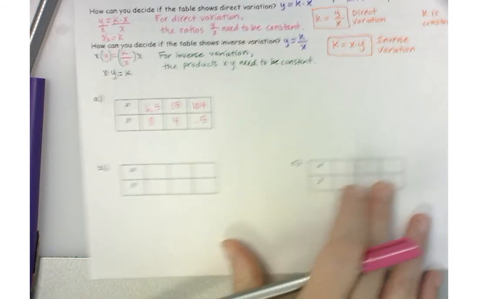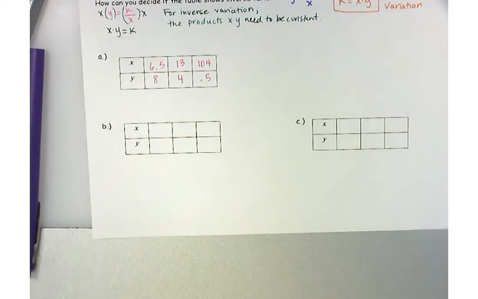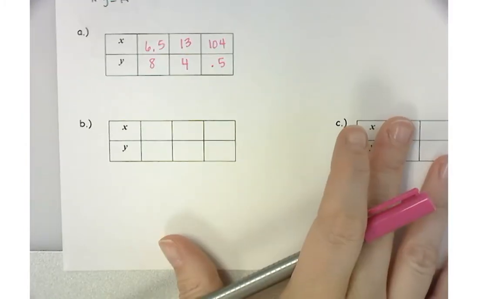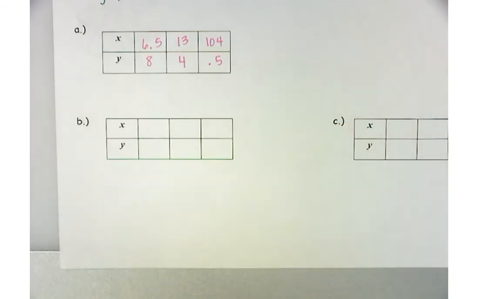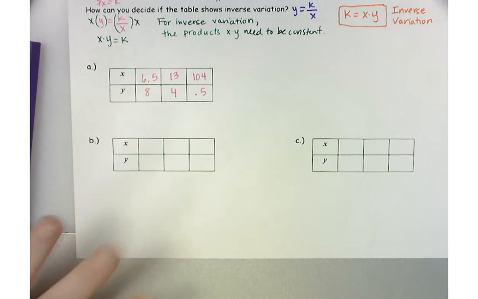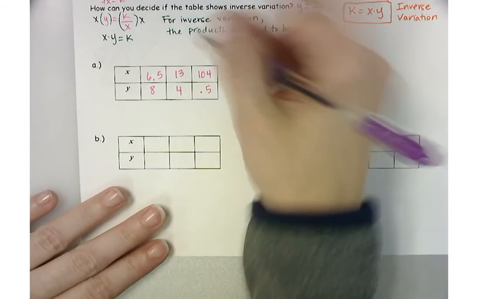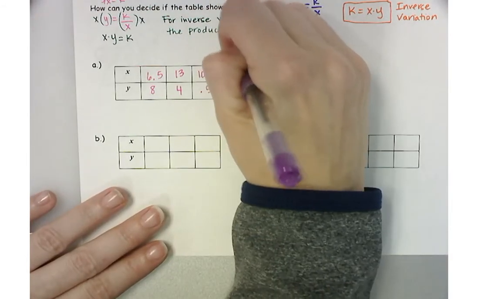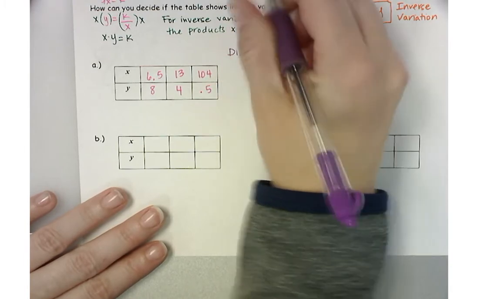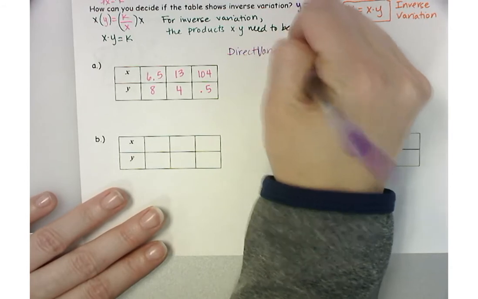All right, so I usually check the direct variation first. When you're doing this on your homework, you can choose which one you want to do first, and if you do find it on the first try, you don't have to go through the second. Okay, so the first thing I'm going to check for is direct variation. All right, so for direct variation, I am seeing if my y over x ratios are constant. So I'm going to do 8 over 6.5.